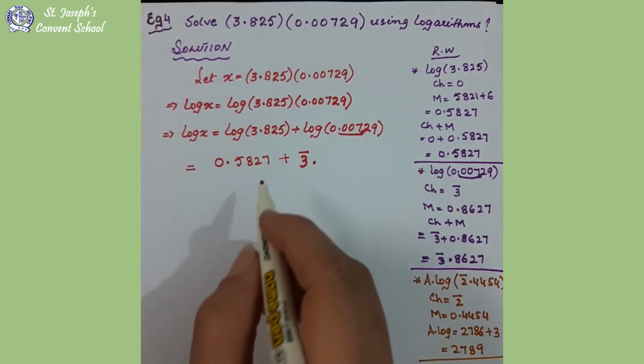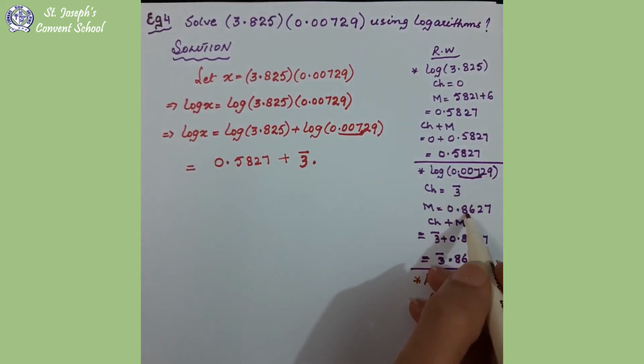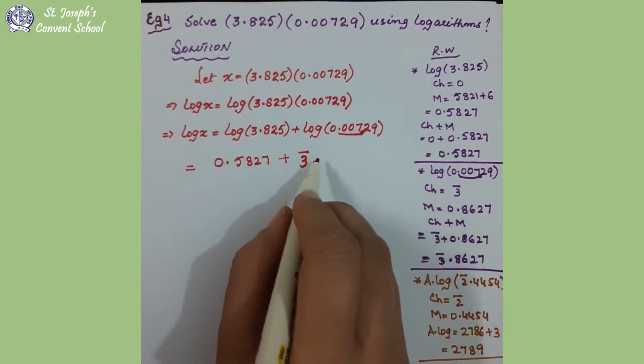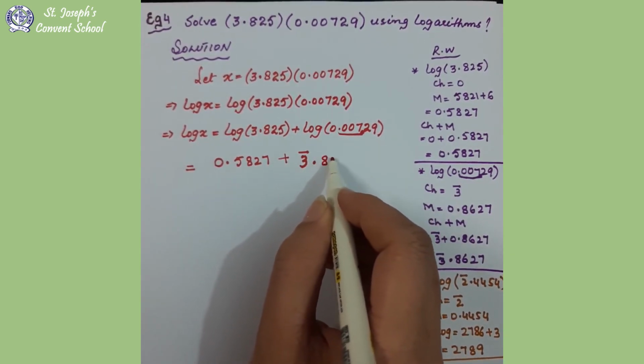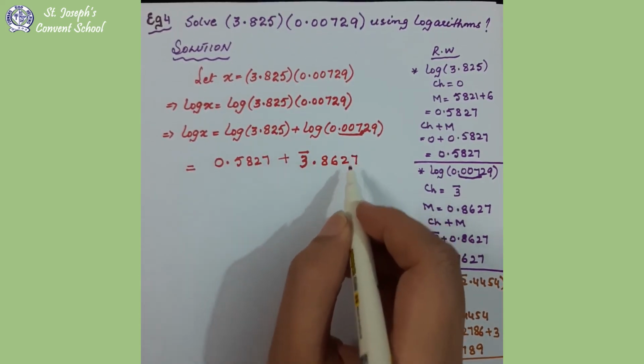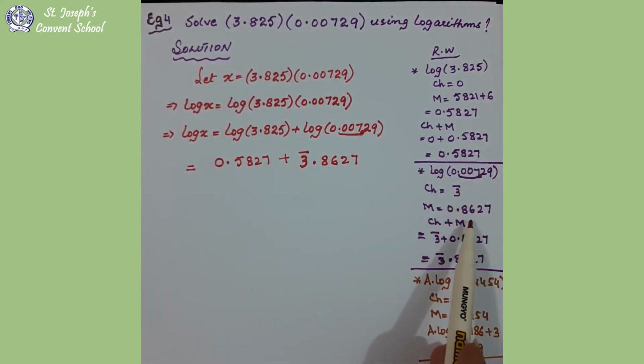Check in the log table, 72 here, column 9 is 0.8627. Check it in the log table. We'll write it here, 8627. Okay, or you can solve it like this. Characteristic is bar 3, then mantissa is this, then you add characteristic and mantissa, same way you'll get the same answer, or you can directly write this answer.